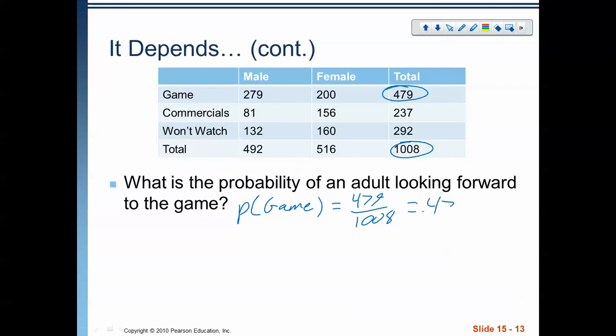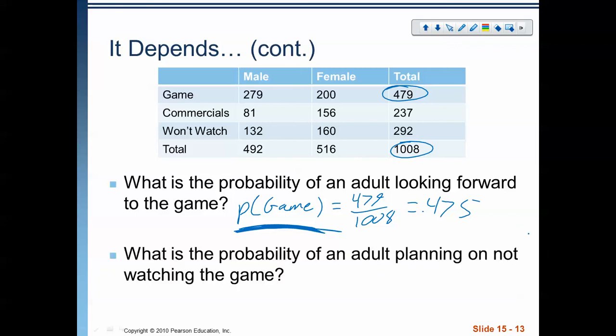Okay, this is 0.475. So there's a 0.475 chance that an adult is looking forward to the game. Again, stressing notation, right? You want to be able to find this. This is really helpful towards understanding these probabilities. P of game, the probability of looking forward to the game.